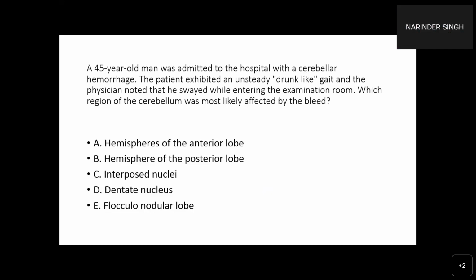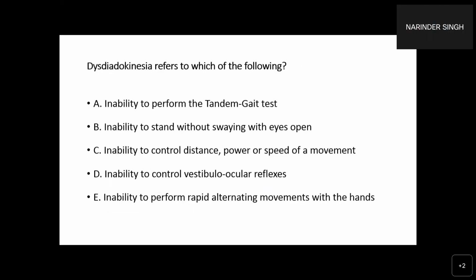So A is the answer. So the first answer is right. I think this day some students did say. Ataxia or dysdiadochokinesia refers to which of the following? This is easier. I think you should be able to answer, trainees. Very easy. It is E.